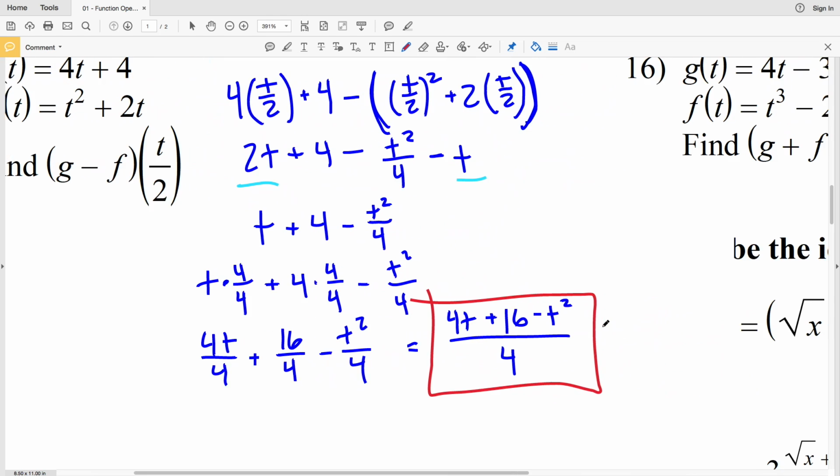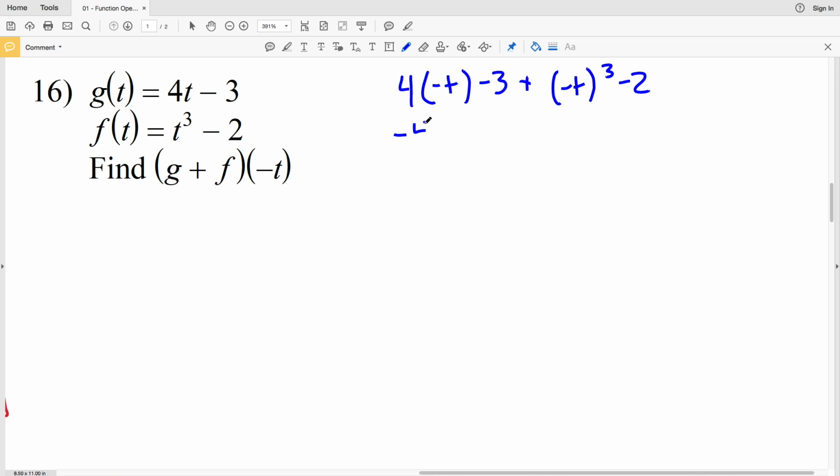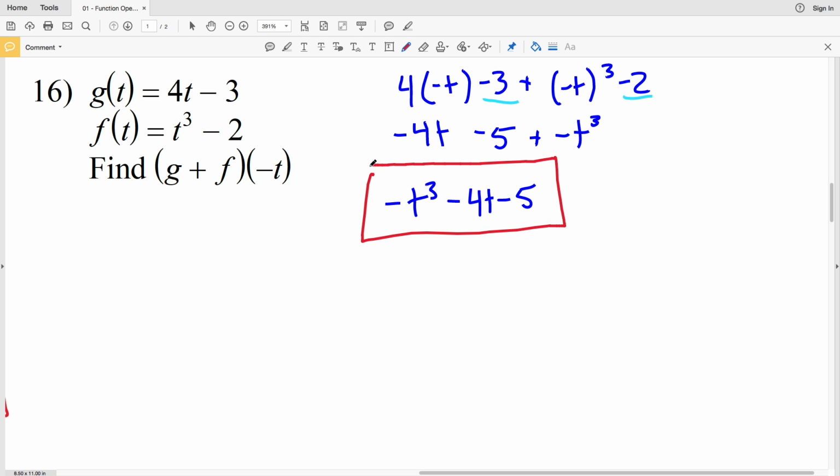Let's move on to number 16. In number 16, I'm adding the functions together of the opposite of t. So g of negative t will be 4 times negative t minus 3, and I'll add that to f of negative t, which is negative t cubed minus 2. So that's going to be negative 4t, and then I'll combine minus 3 and minus 2 to be minus 5, and then I'll add that to negative t cubed. So just reordering this, negative t cubed minus 4t minus 5 is my solution in number 16.